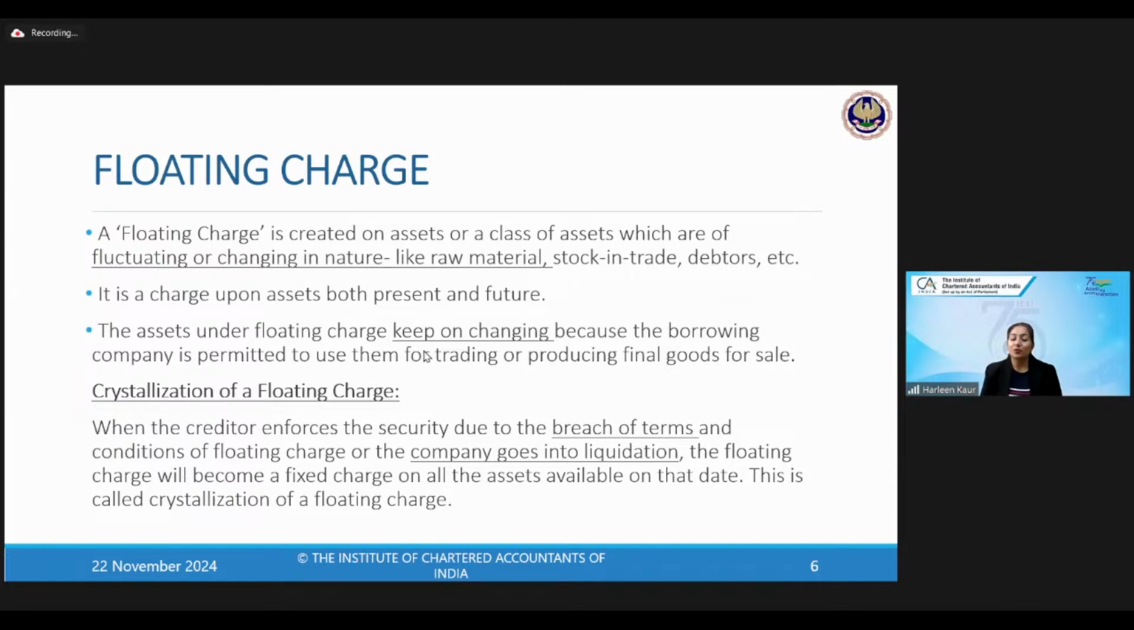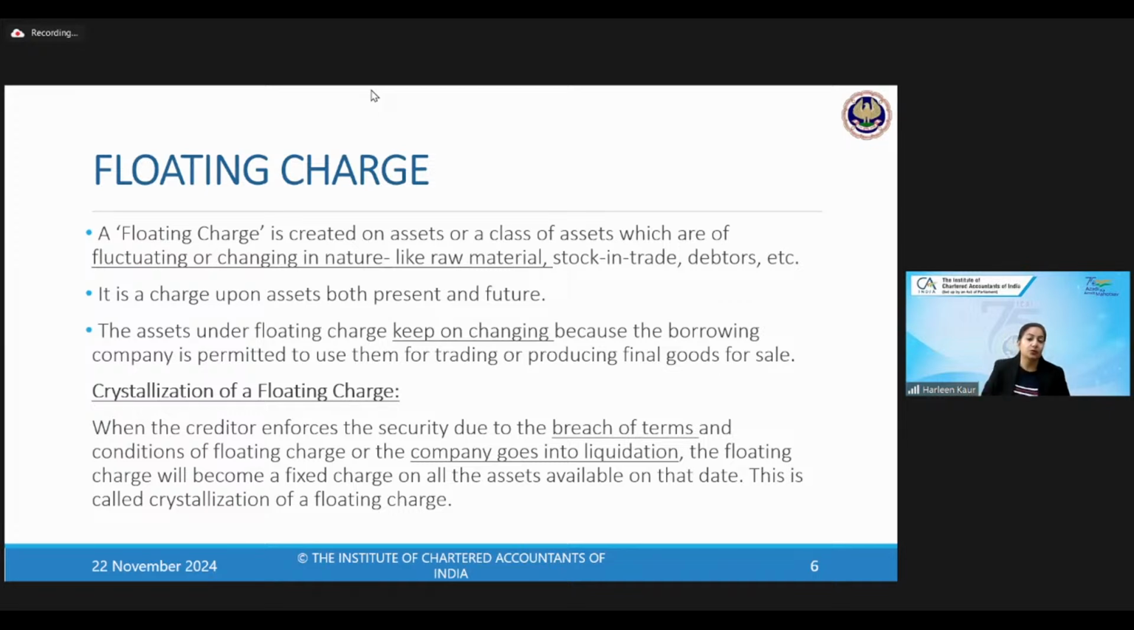So now let's move to another topic, that is crystallization of floating charge. What is the meaning of the word crystallization? Crystallization means freezing the charge. We have taken a loan of 1 lakh against all these grocery things that I have given as a charge. That means I have created a fixed charge or floating charge. So come on, children, tell me if I have given the charge or the security.